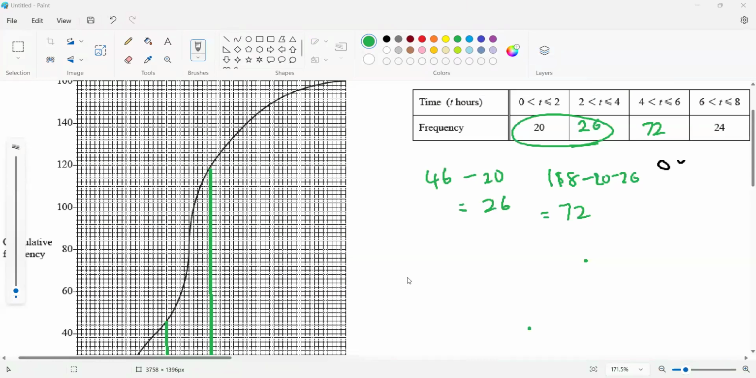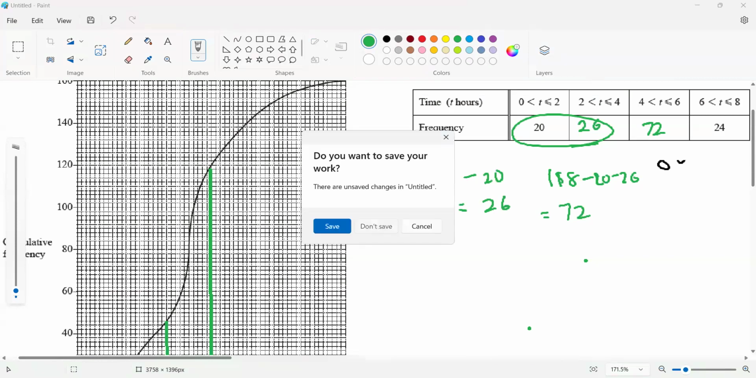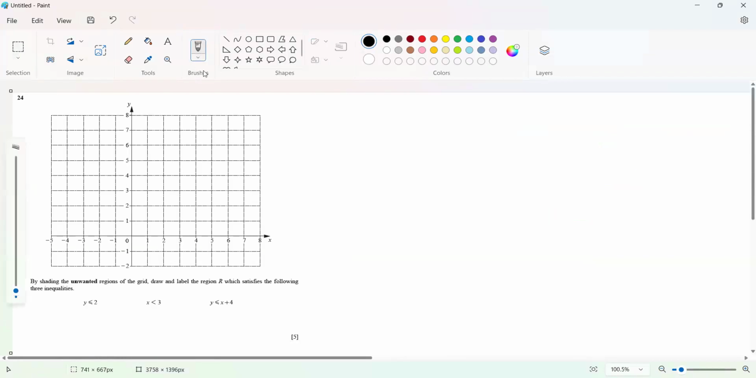So moving on to 24. For 24, we have a graphing question. From here, we're going to draw outlines. They gave us y less than or equal to 2, x less than 3, y less than or equal to x plus 4. So for y less than or equal to 2, pretend all the symbols are equals first. So y equals 2 is here to start.